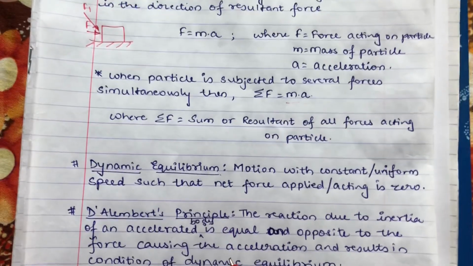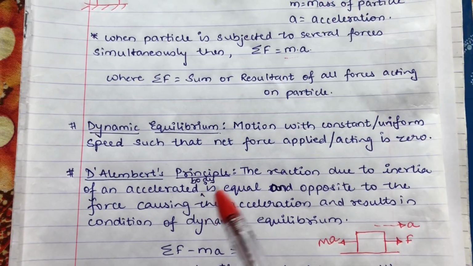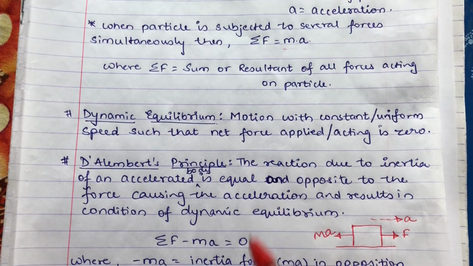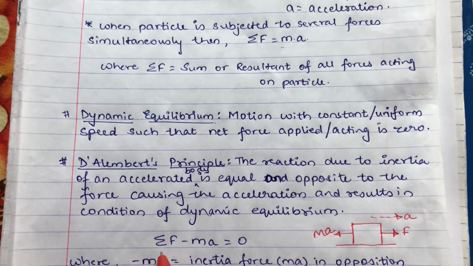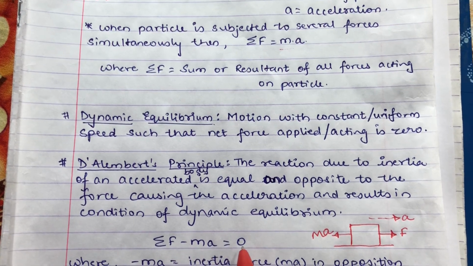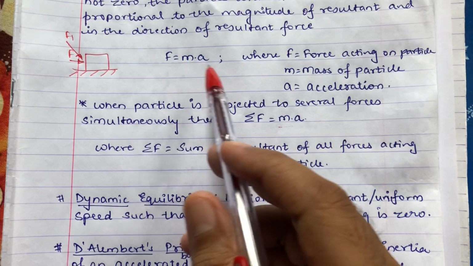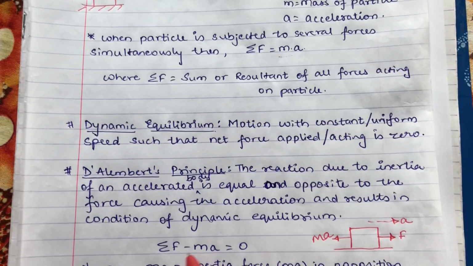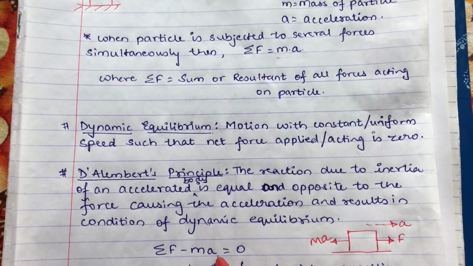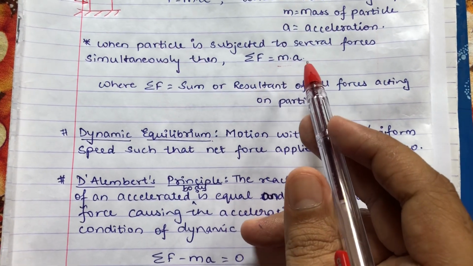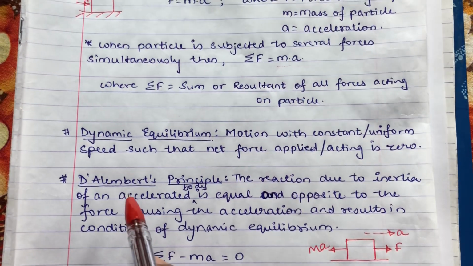Coming to next is your D'Alembert principle. Now when we see D'Alembert principle, rather than going with a statement, first we'll see the formula. So we'll see summation F minus ma equals to 0. What is happening? Here we have taken F is equals to ma, and here we are taking summation F minus ma. What does this mean? Simply ma is taken on a left side, taken negative, and then equals to 0.